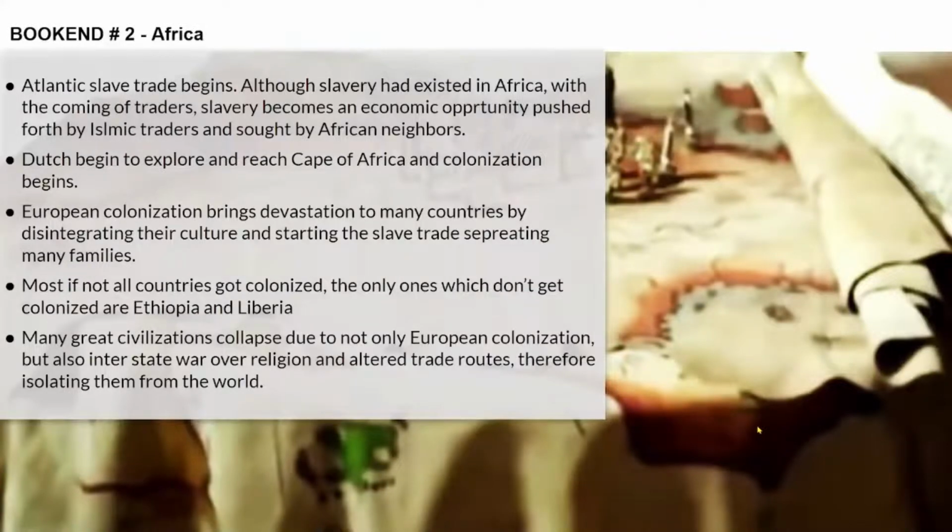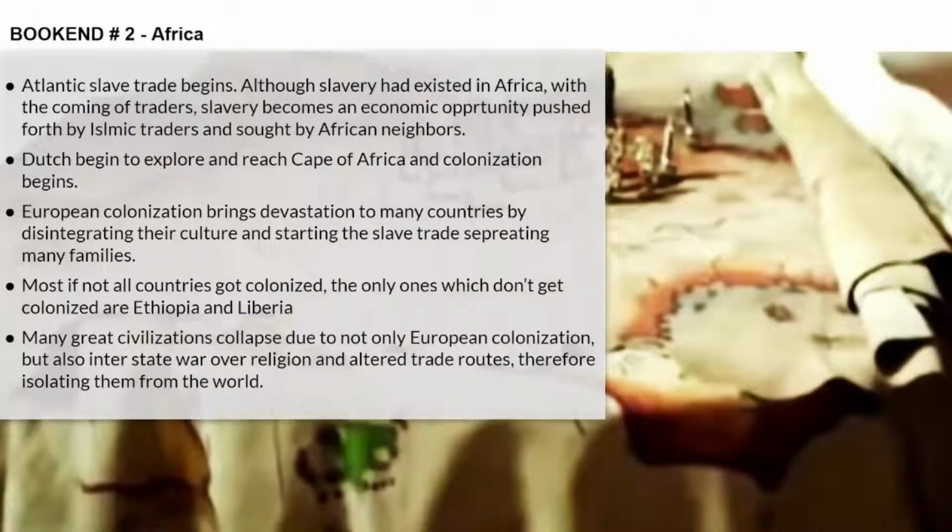And lastly, after Africa reached its peak, the Atlantic slave trade did begin because of European colonization. The Dutch and Europeans in general began to reach the Cape of Africa and colonization begins. Because of colonization, devastation was brought to many countries because of germs, and culture was lost because they were forced to live in the manner that the Europeans wanted them to because they were considered uncivilized.